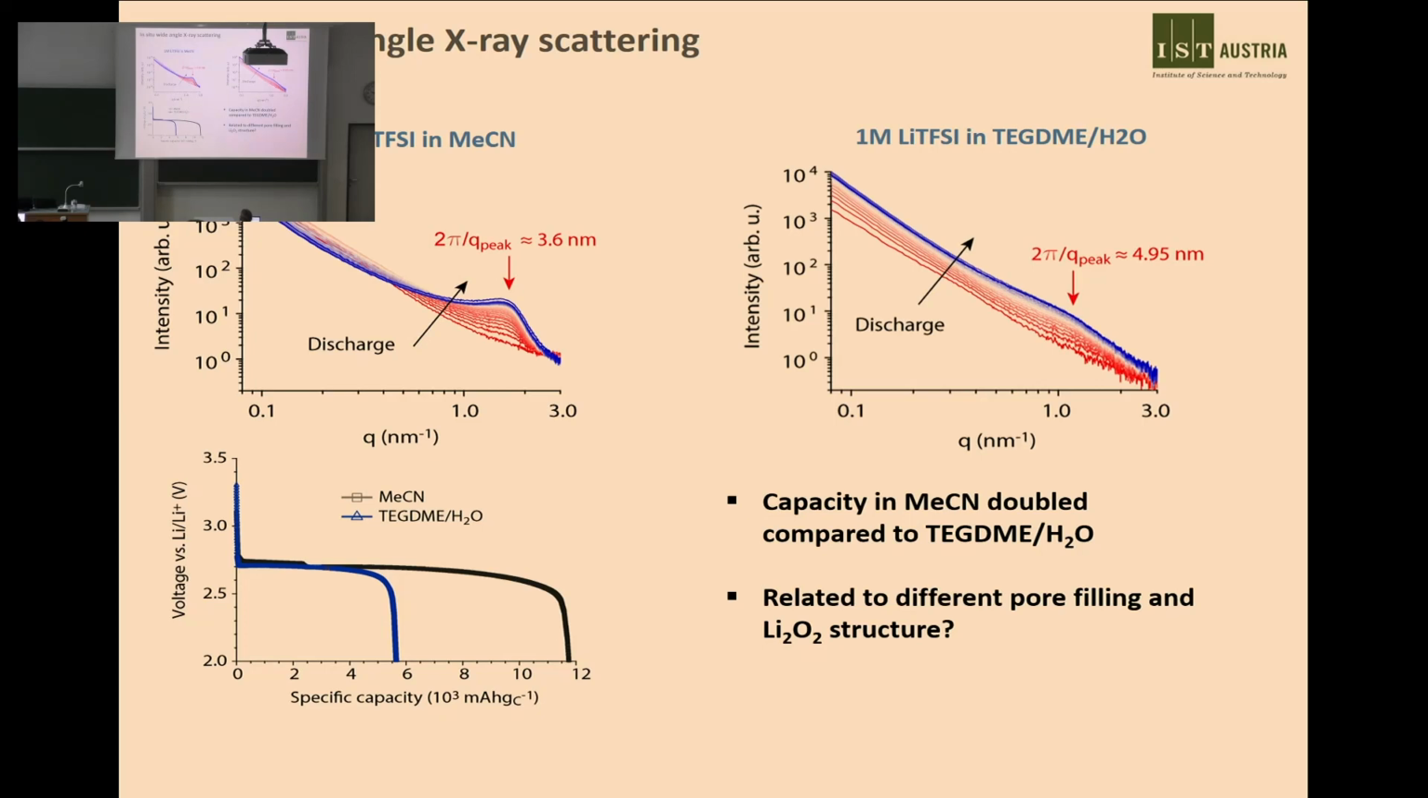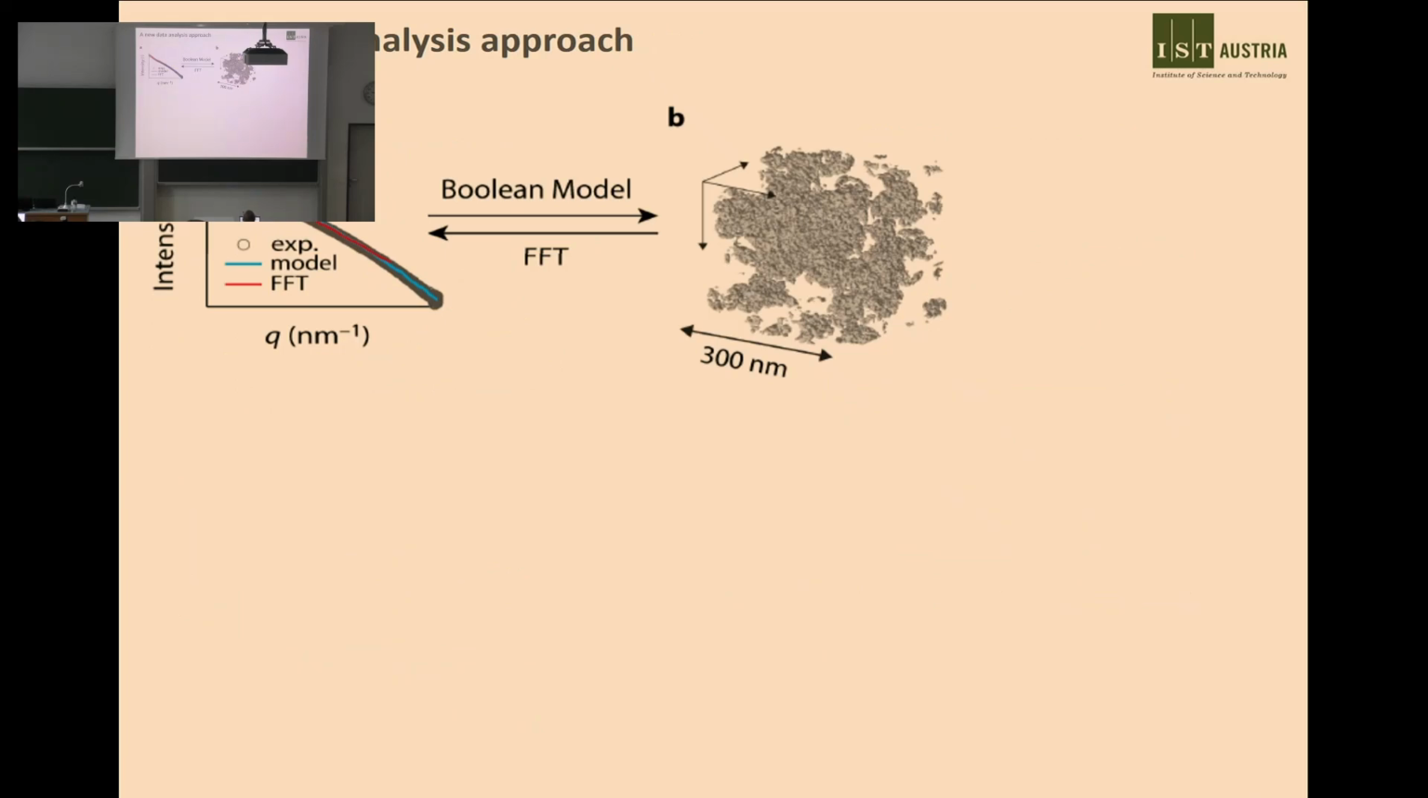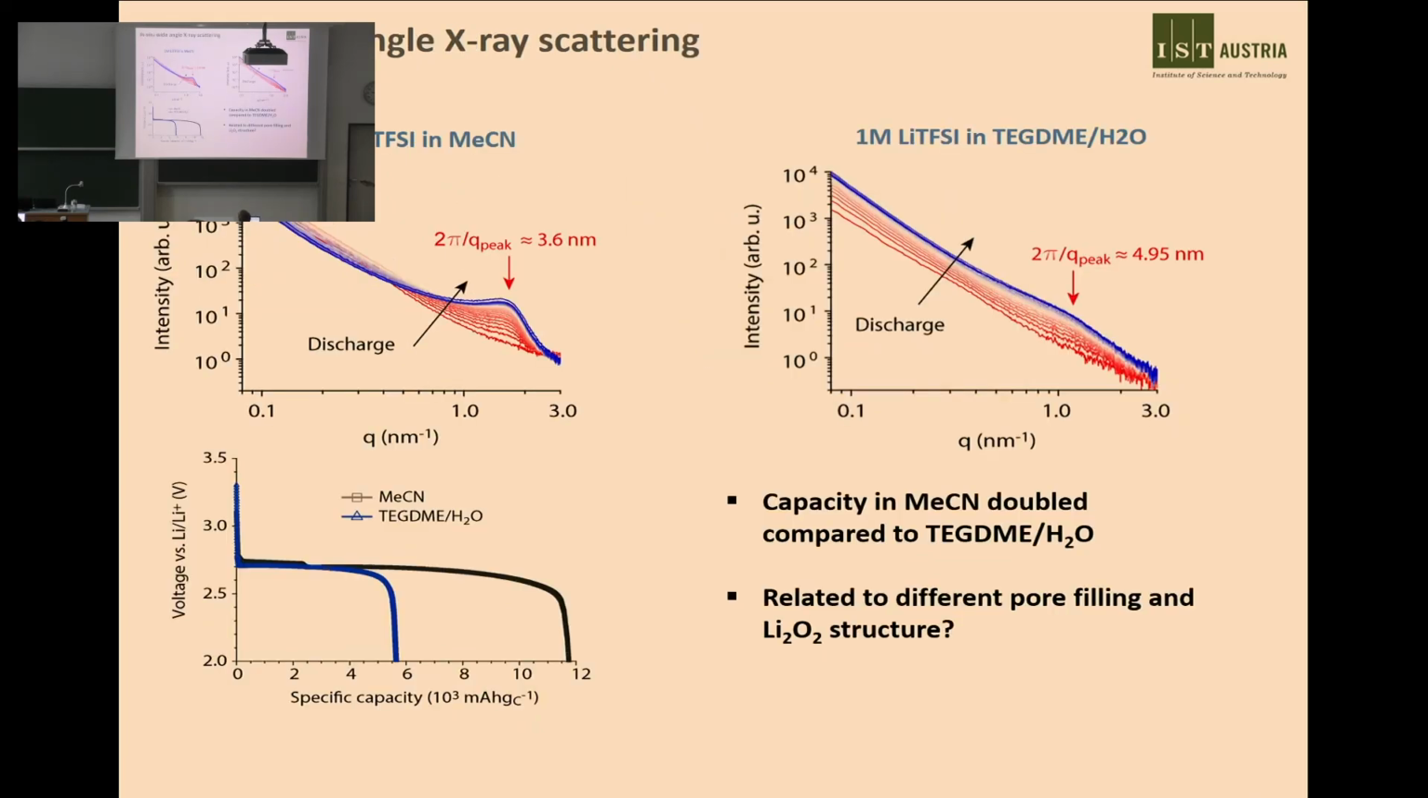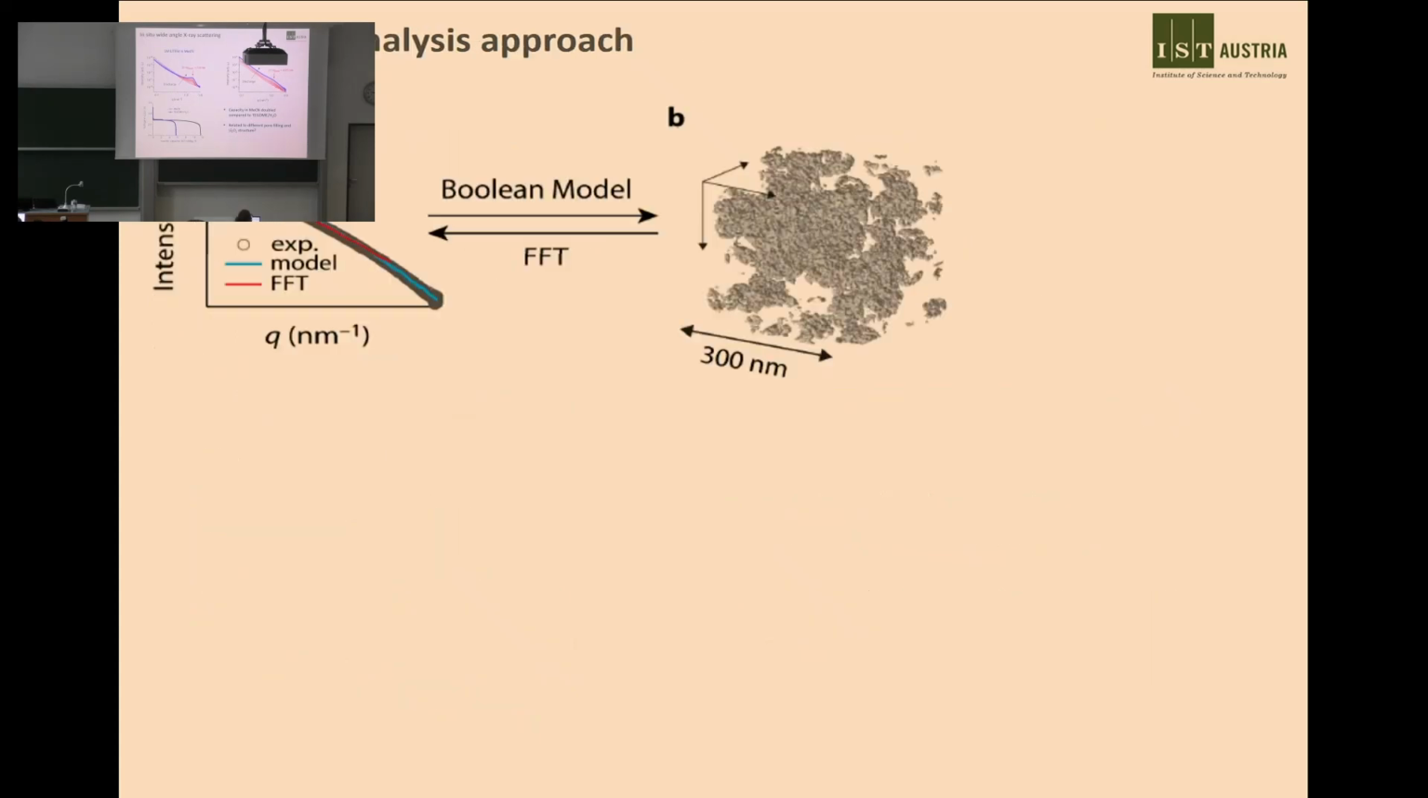In terms of the discharge capacity, we see quite the opposite of what was expected from previous thinking about what the two electrolytes do. So it must be related to different pore filling and then peroxide structure. You see here the SAXS curves, which are quite featureless, but in order to get good insights out of them, we need to advance with data analysis.